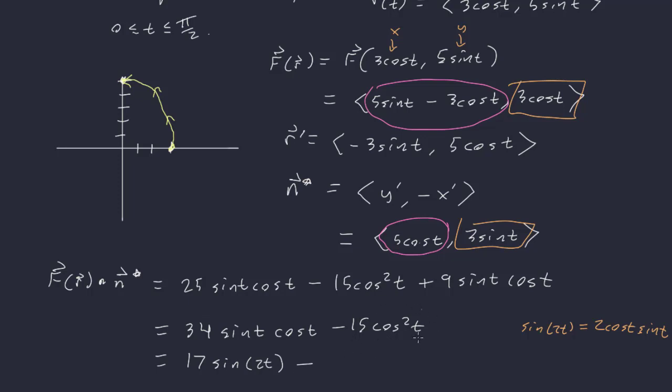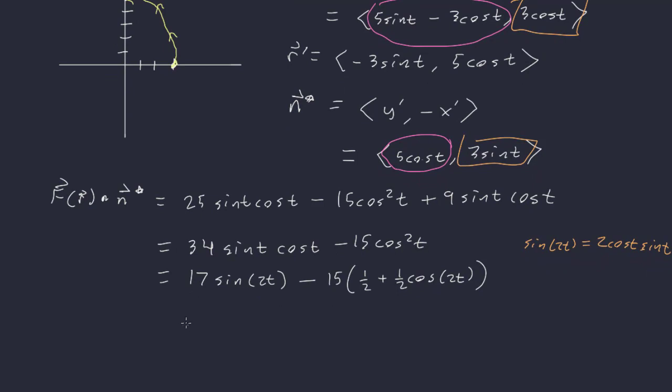With a cosine squared, we're going to use the half angle formula for cosine, which tells us that cosine squared is 1/2 plus 1/2 cosine of 2t. Right, so this is going to make our lives a lot easier when we try and integrate this. Okay, so we will get 17 sine of 2t minus 15 halves plus 15 halves cosine of 2t, and I think now we're ready to integrate.